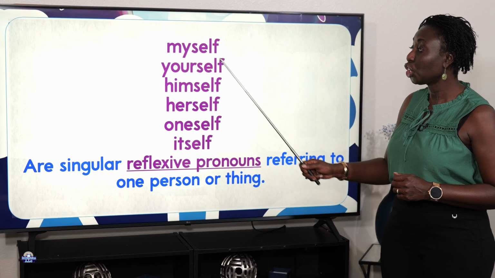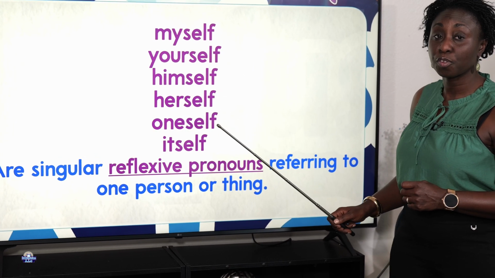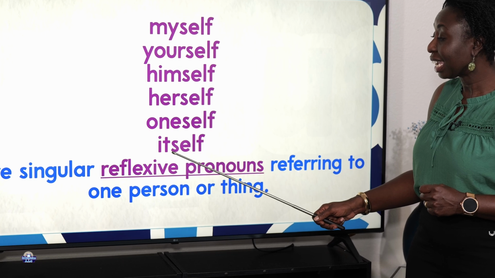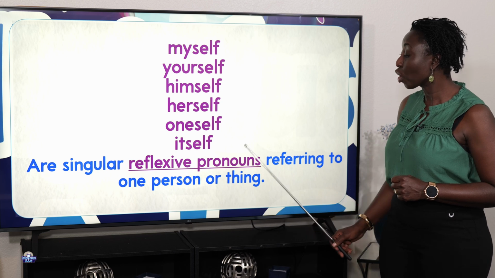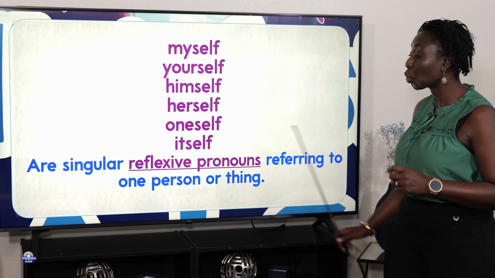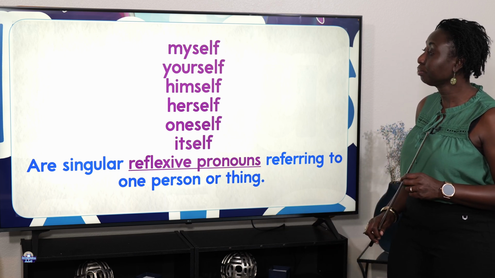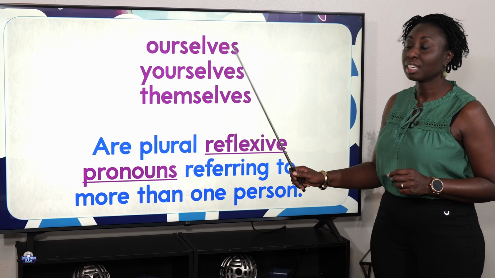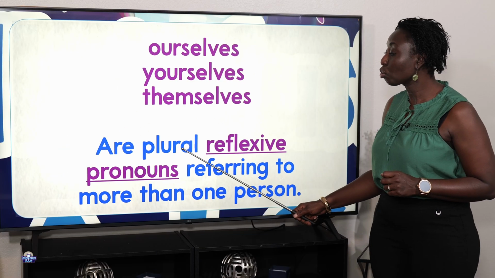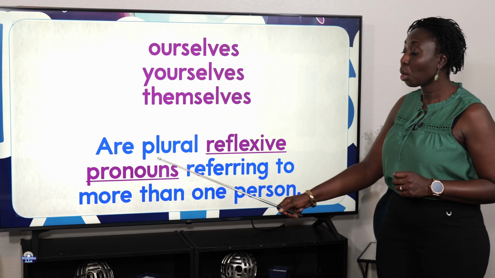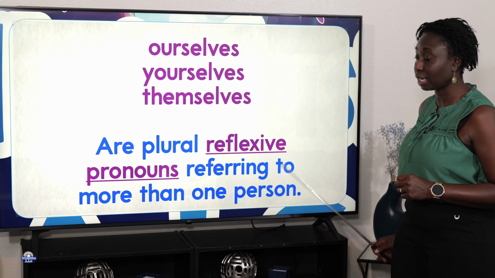Myself, yourself, himself, herself, oneself, itself are singular reflexive pronouns referring to one person or thing. Ourselves, yourselves, themselves are plural reflexive pronouns referring to more than one person.